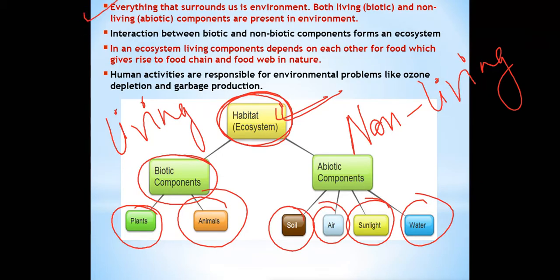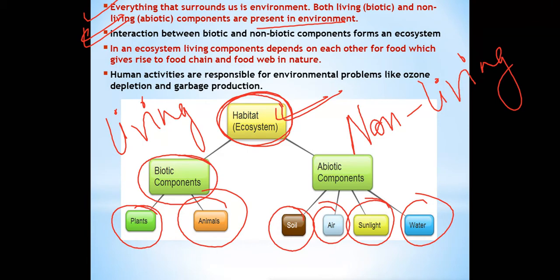Everything that surrounds us is the environment. Means everything which is around us, air, water, soil, plants, animals, that is our environment. Both living, that is biotic, and non-living components are present in the environment. Yes, living things are also present in the environment and non-living things are also present. Now, interaction between biotic and abiotic components forms an ecosystem.